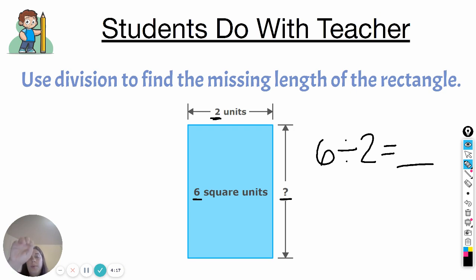Okay, so you should have messaged me that answer in GoGuardian already if you had it. We're counting by 2s till we get to 6. 2, 4, 6. We had to skip count 3 times, so our answer is 3, which means that this is really 3 units long.